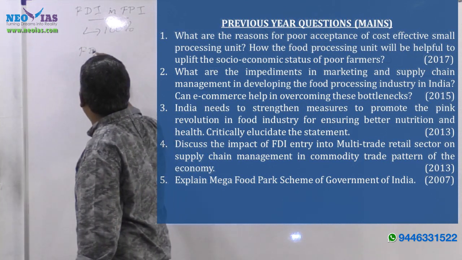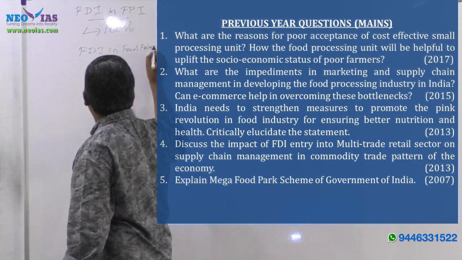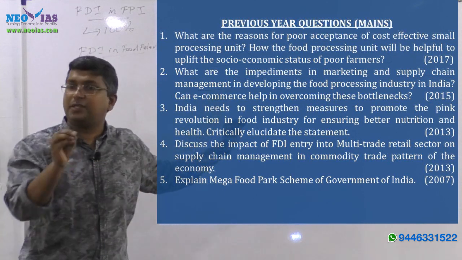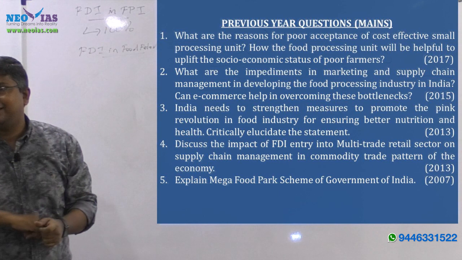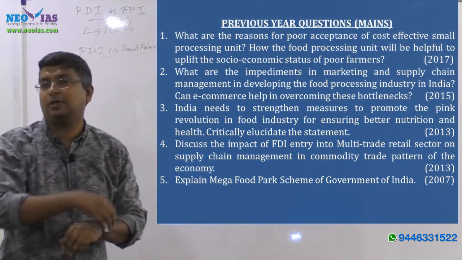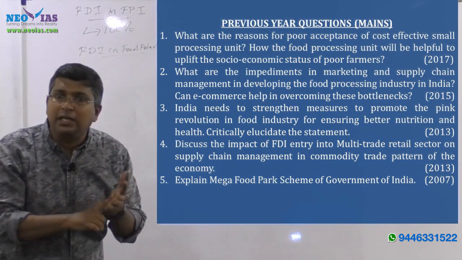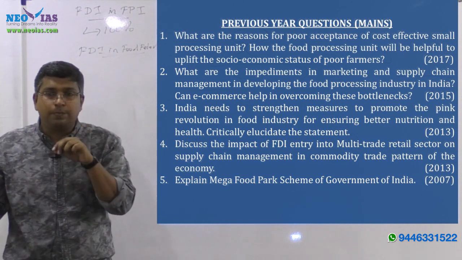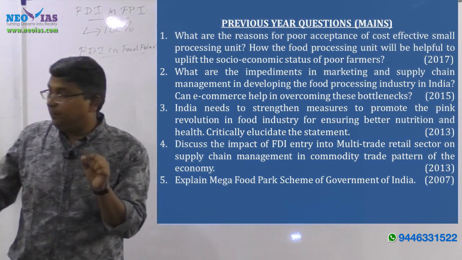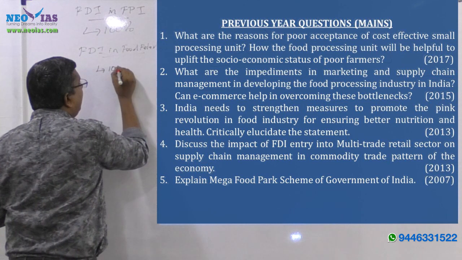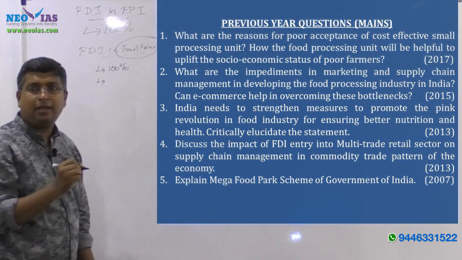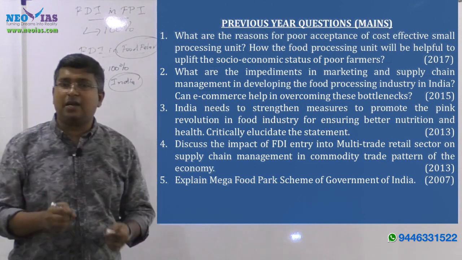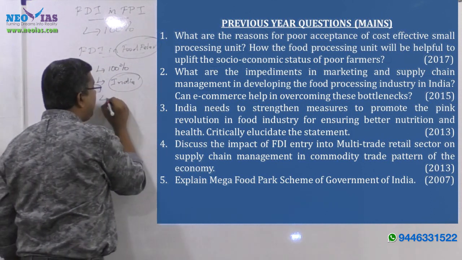The other is FDI in food retail. Don't get confused, both are different. The first one is FDI in food processing units, food processing industries, and food retail is different. Food retail means supermarkets, where you sell the food items, food products. Presently FDI in multi-brand retail is not allowed, but single brand retail is allowed. Now the government recently made a decision that they allowed 100% FDI in food retail, provided the products are produced or manufactured in India. If the products are produced or manufactured in India, 100% FDI is approved, but under the government approval route.